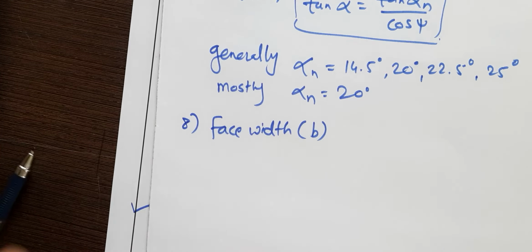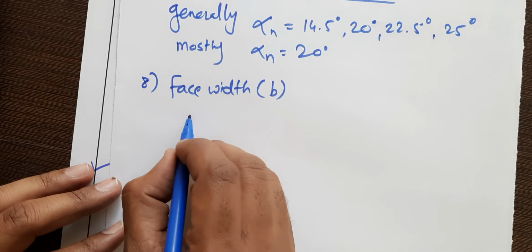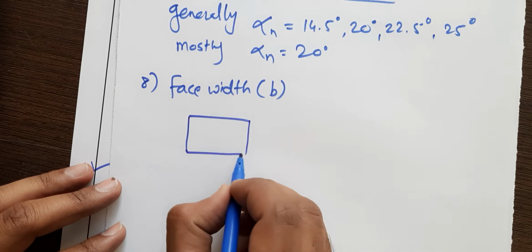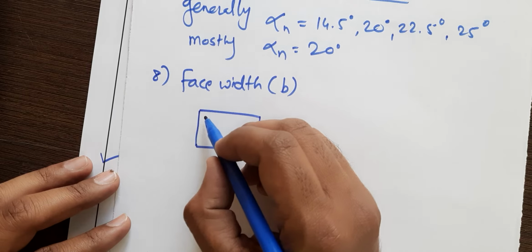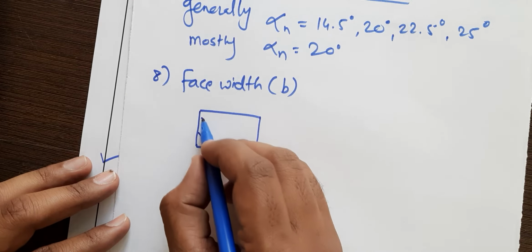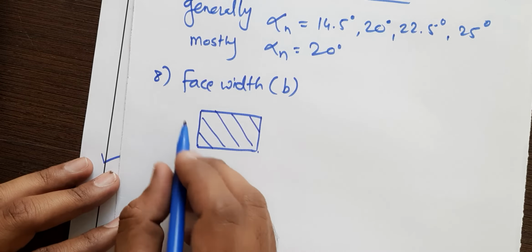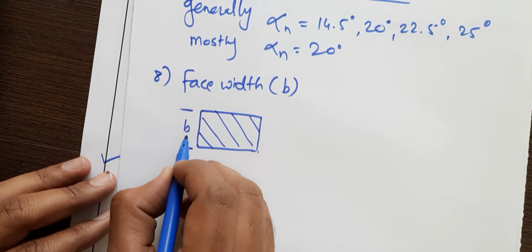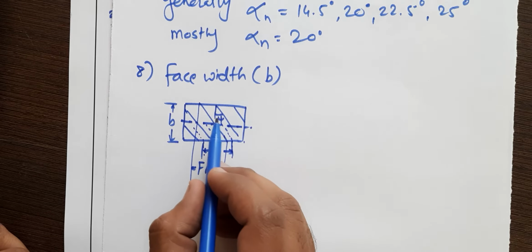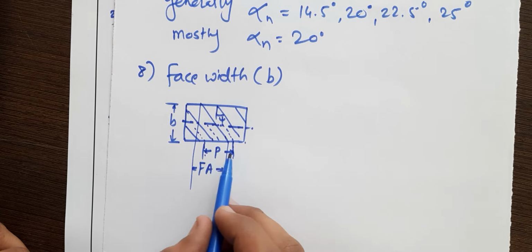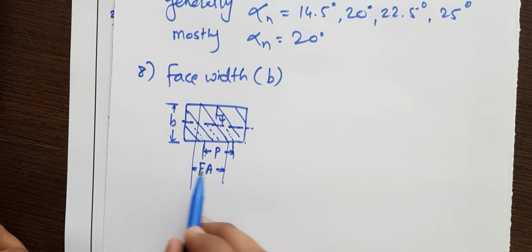So we'll write here a figure of a helical gear. So for example, this is a helical gear. So this width is nothing but face width B. Now see here, this is your helix angle. This P is nothing but transverse circular pitch, and FA is nothing but face advance.